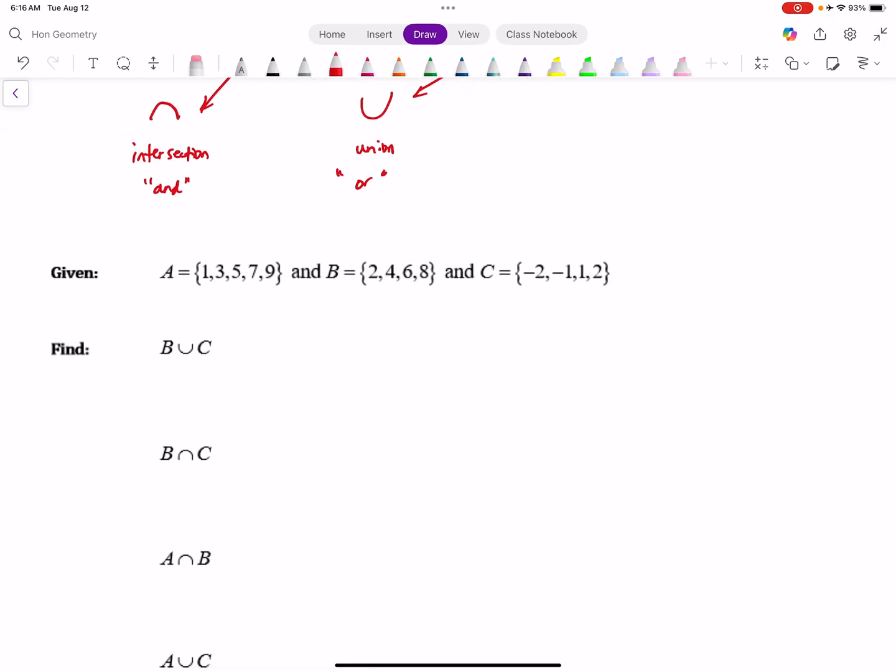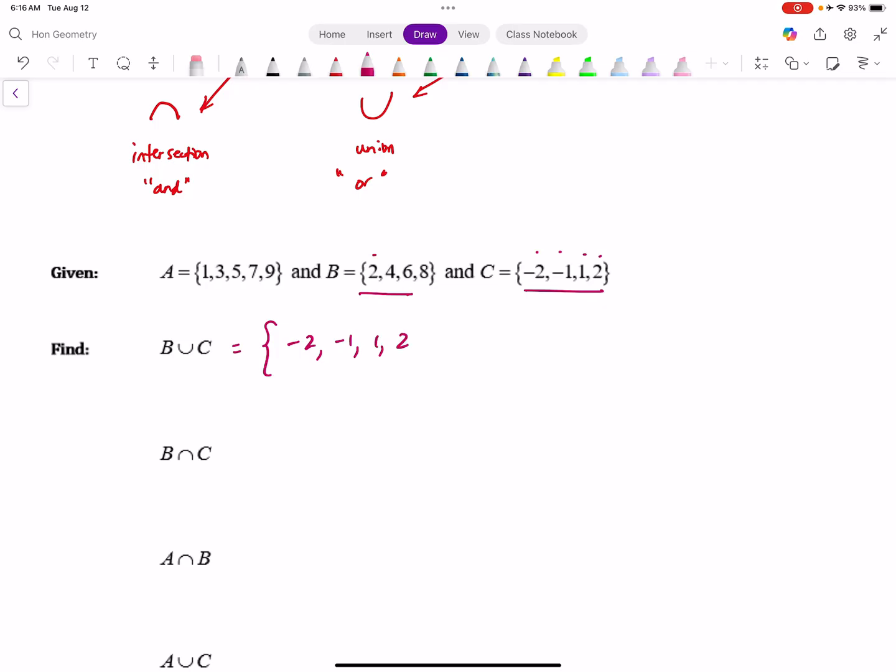So this one, we want B unioned with C. We're going to look at B and C, and make a set where you put all those together. Let's put them in numerical order so we can keep up with them better. There's a -2. There's a -1. There's a 1 and a 2.